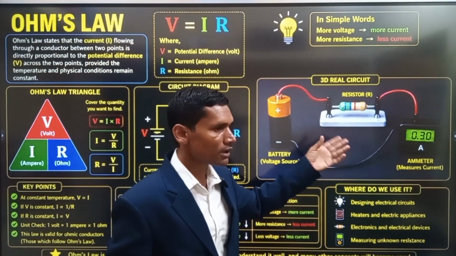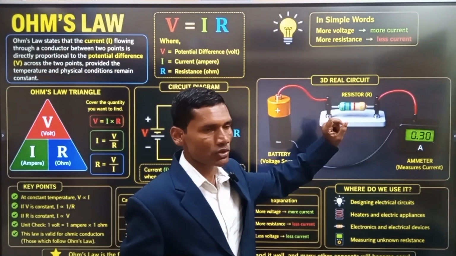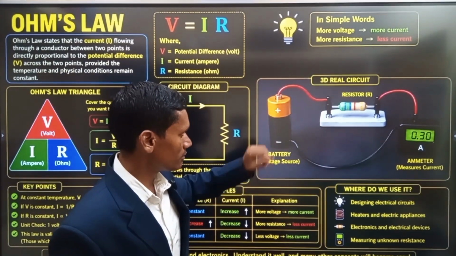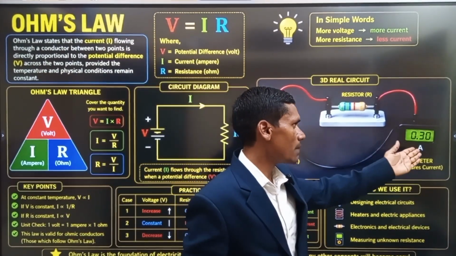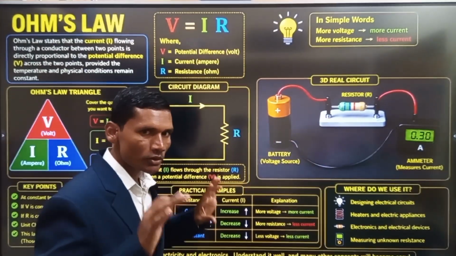Here in the real diagram, the resistor is looking like this, right? With color codes it is shown. Here this is a battery, here a cell is used. Here one ammeter is used, right? So let us try to understand what Ohm's law states.